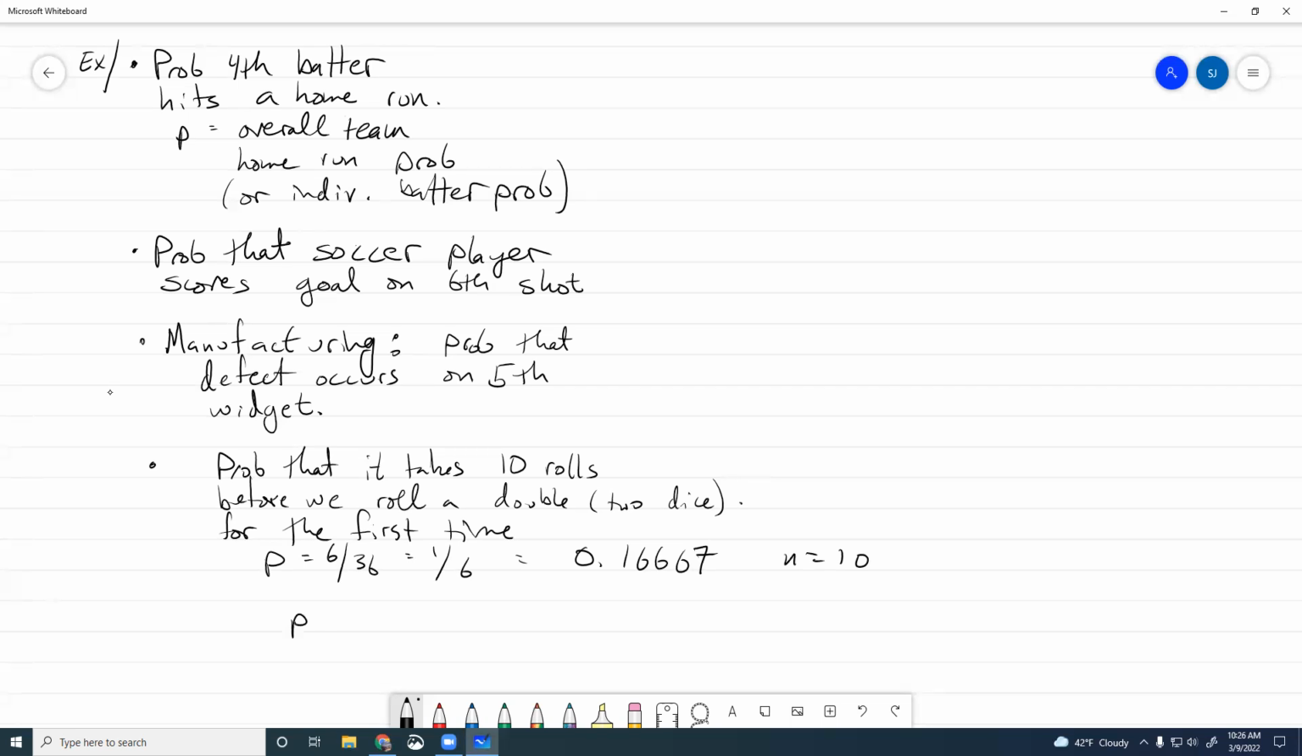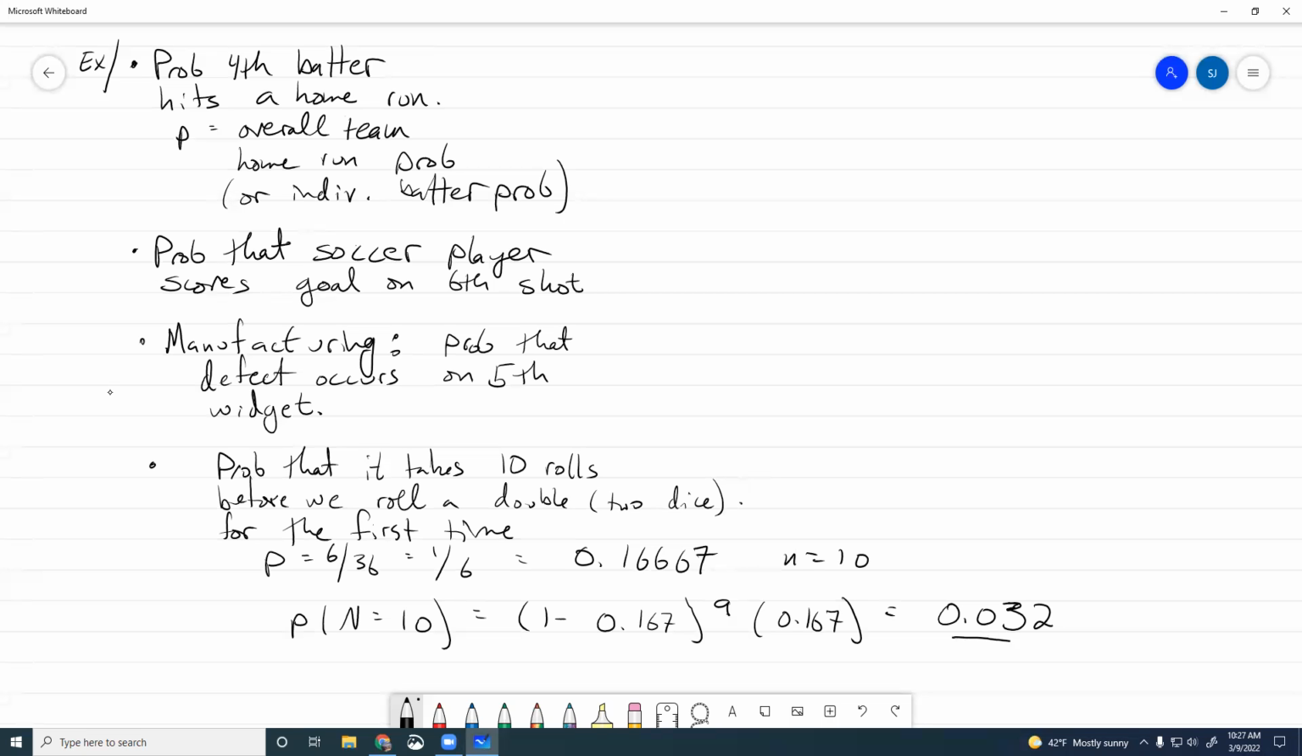So let's just plug this in. This is the probability that N is equal to 10: (1 minus 0.167) to the 9 times 0.167. So what do we get? About 0.032. So the probability that it takes us 10 rolls to get to the first double is 0.032. Now I shouldn't say that. It should say this is the probability that it occurs on the 10th roll. We'll look at the cumulative probability in a minute.